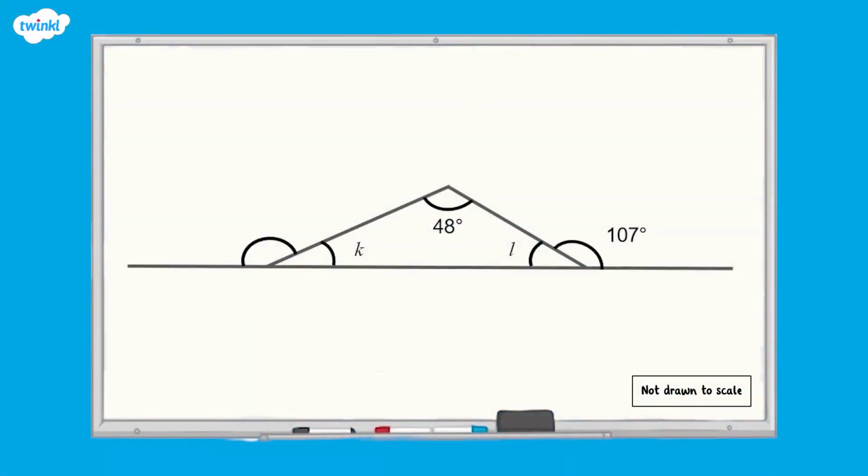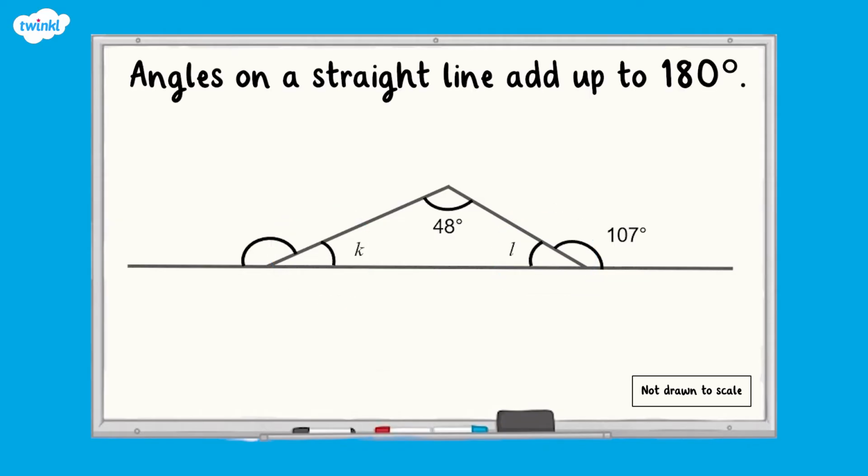Now it's time for our final challenge question. For our final part, let's see if we can apply our knowledge of angles in triangles and angles on a straight line to this challenge question. Here is a scalene triangle on a straight line. You will see that there are two unknown angles, angle K and angle L. To help us to calculate the missing angles, we need to remember that angles on a straight line equal 180 degrees. Let's work out angle L to start off with. Angles on a straight line equal 180 degrees, so 180 degrees subtract 107 degrees is equal to 73 degrees. Angle L is 73 degrees.